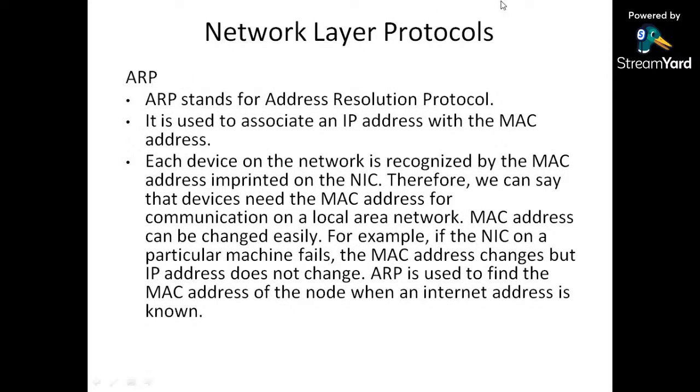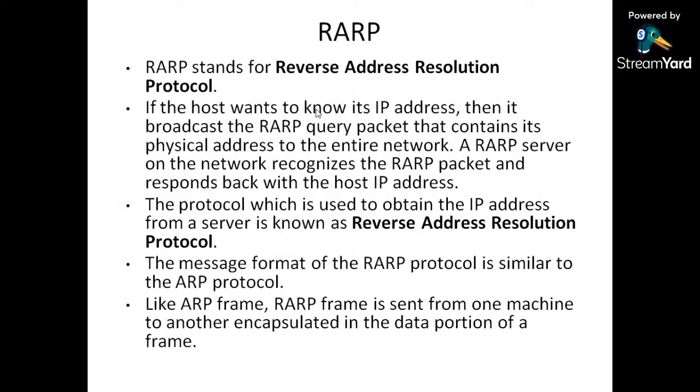There are also some network layer protocols included, such as ARP. ARP is the Address Resolution Protocol, used to associate an IP address with a MAC address. Now RARP is the Reverse Address Resolution Protocol. If a host wants to know its IP address, it broadcasts a RARP packet containing its physical address. A RARP server on the network will recognize the RARP packet and respond back to the host with its IP address.